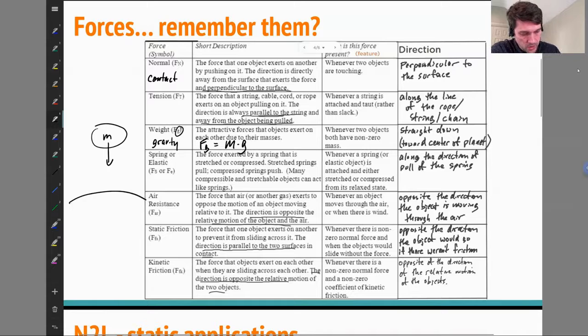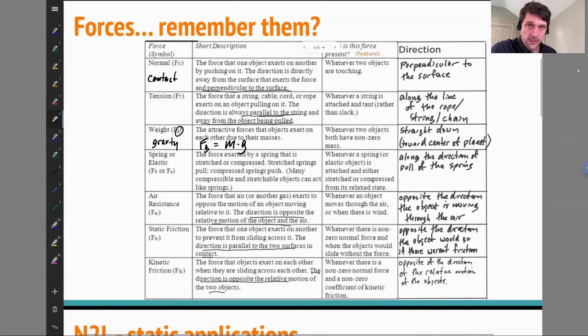An elastic or spring force is similar to a tension force, but with a spring or something stretchy, something that can compress or stretch. Air resistance is a result of something moving through the air, also known as drag, and that force is going to be in the opposite direction of the object's motion. If the object is moving forward through the air, the air resistance will be in the opposite direction.